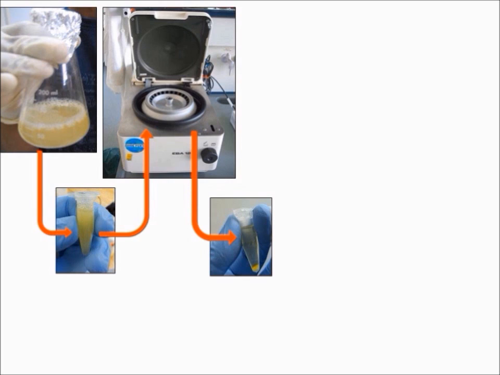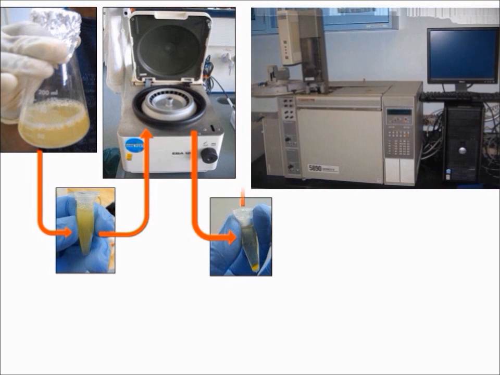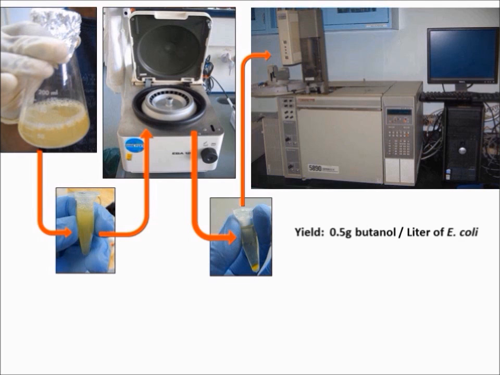The liquid above the pellet is called the supernatant, and it contains the butanol, which has been released by the E. coli cells. A small volume of the supernatant is then taken and analyzed on a gas chromatograph, like this one, and the butanol in the supernatant is quantified by flame ionization detection. When scientists did this, they obtained a yield of 0.5 grams of butanol per liter of E. coli cells. This is not a very high yield, so scientists tried different ways of increasing the yield. The most success was had by Dr. Chang and her team of scientists at the University of California in Berkeley.